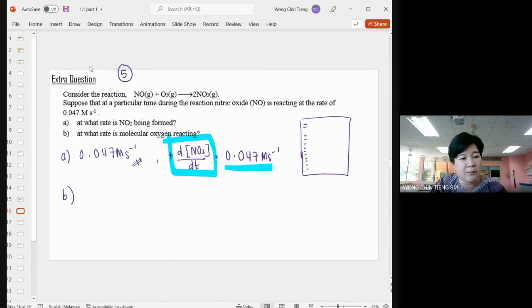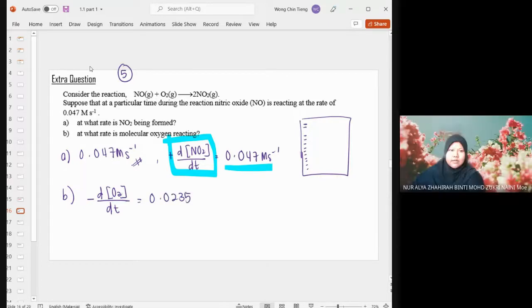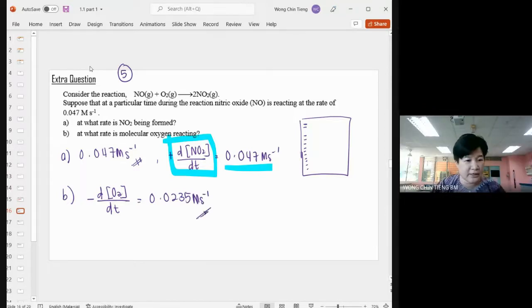And then your B. At what rate is molecular oxygen reacting? Reacting means the oxygen will be decreasing. So I suppose it should be a negative dO2/dt. Answer? 0.0235 molar per second, negative 1. Thank you, Alia. Thank you, Ani. You have your 0.0235 ms negative 1. Agree so far? Okay. No problem.